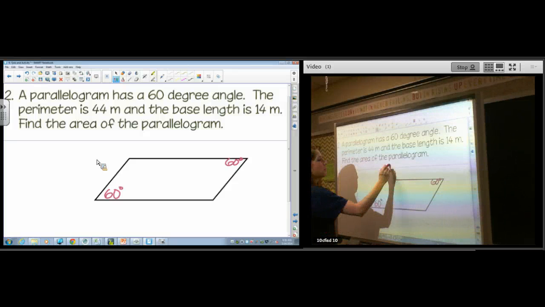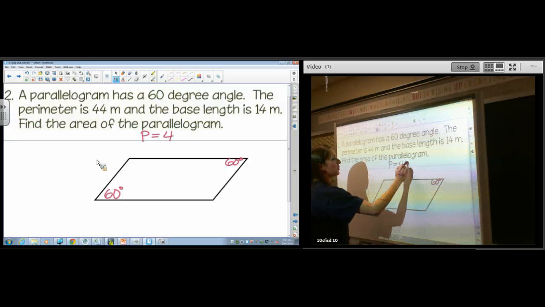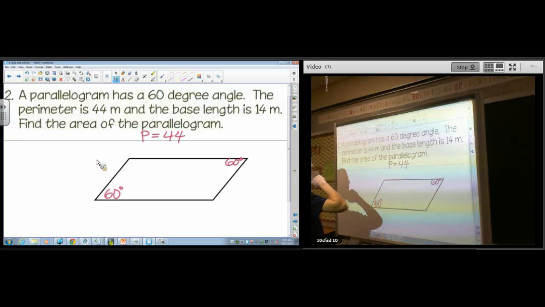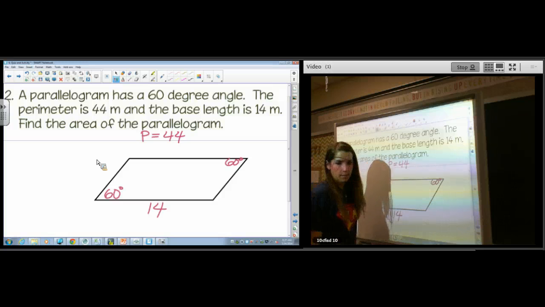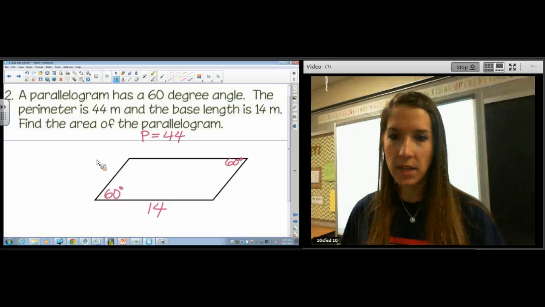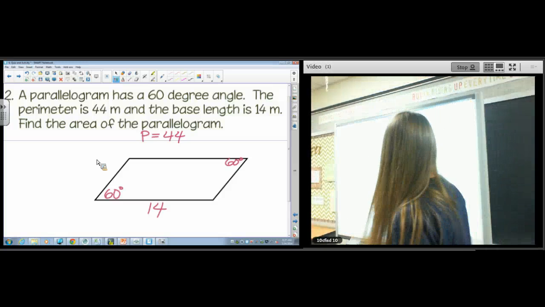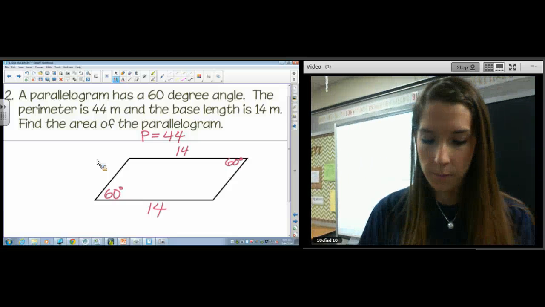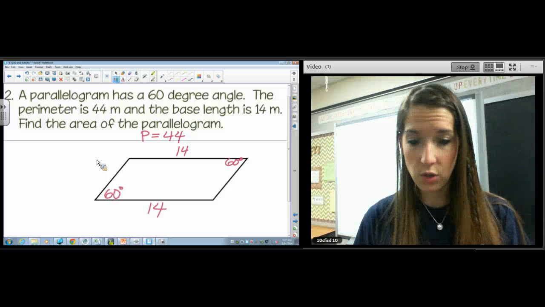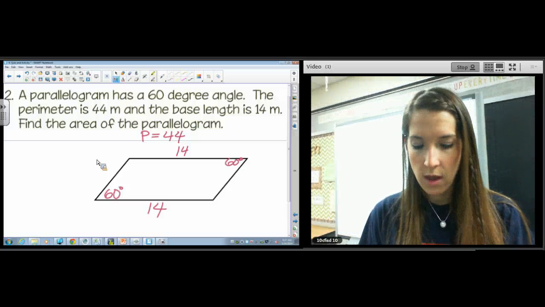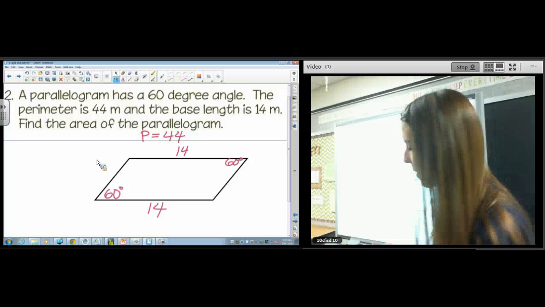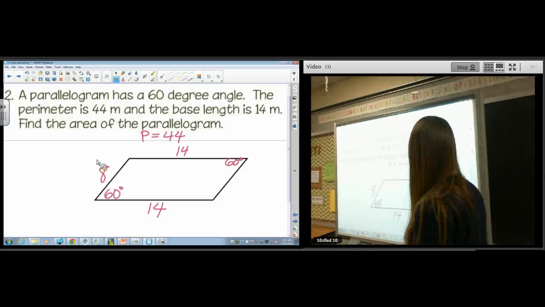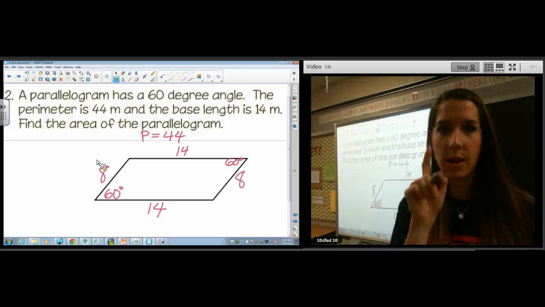All right, the perimeter is 44, and the base length is 14. We need to find the area. Let's start by using our perimeter and our base. If that's 14, then that's 14. So I'm doing 44 minus 28, because we've used 28 meters. And then we're going to divide by 2, because there are 2 remaining sides. So far, you should have gotten that. That's step 1.